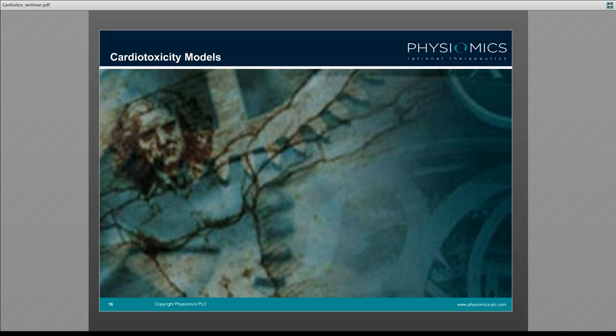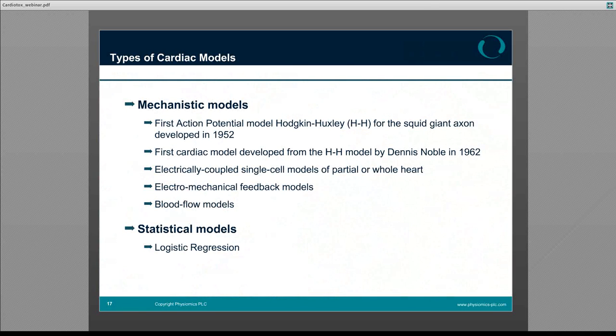So now we'll go for a brief overview of the cardiotoxicity models that currently exist in the literature. Earlier on, I mentioned there are two types of models that seem to be appearing within the literature. The first are what we call mechanistic models. The first action potential model was developed by Hodgkin and Huxley for the squid giant axon in 1952. This led on to a huge burst of activity in the field, and the first cardiac model was developed by Denis Noble in 1962. Since then, if you were to go onto Scholarpedia, for example, you could find models for all sorts of different species and for the different cell types that exist within the heart.